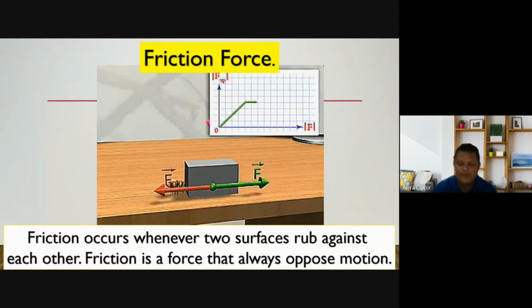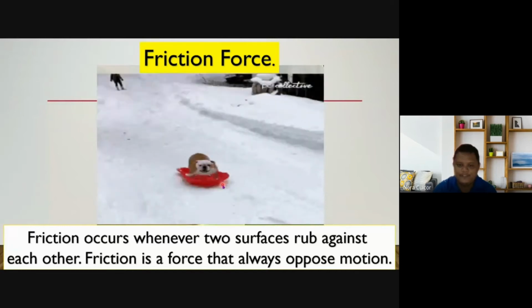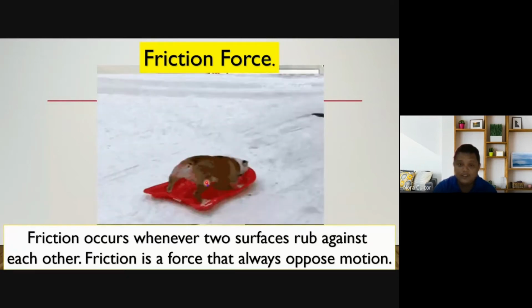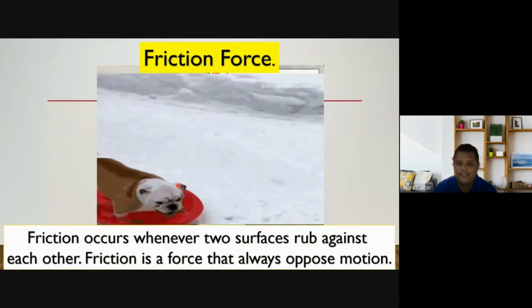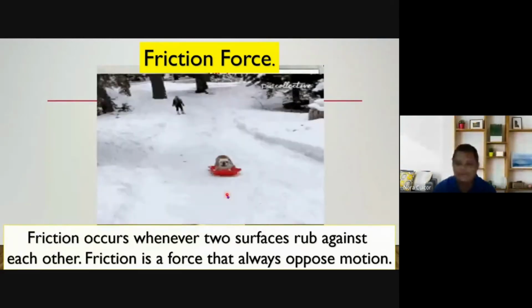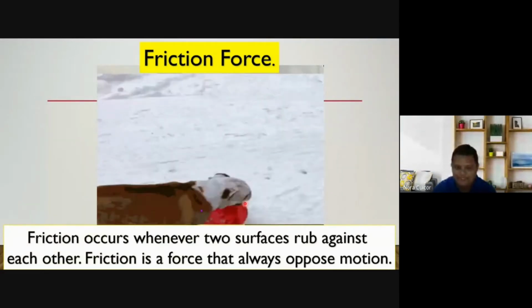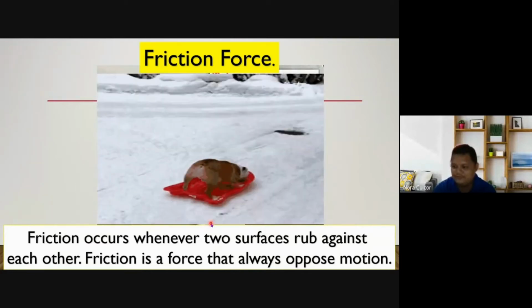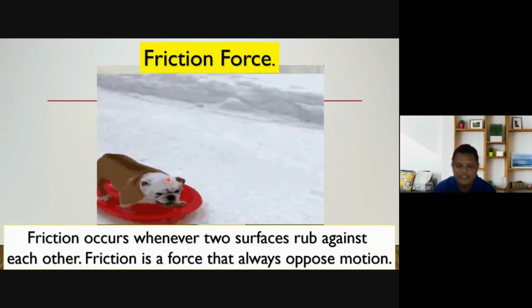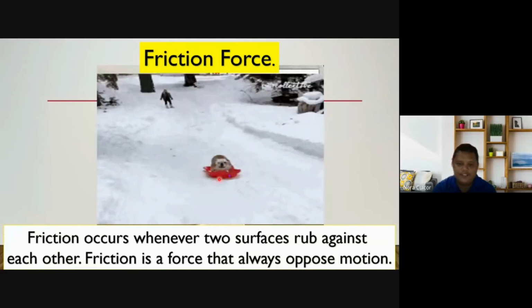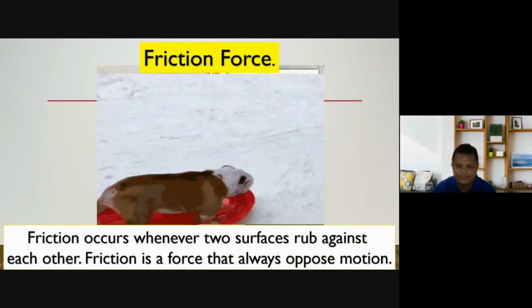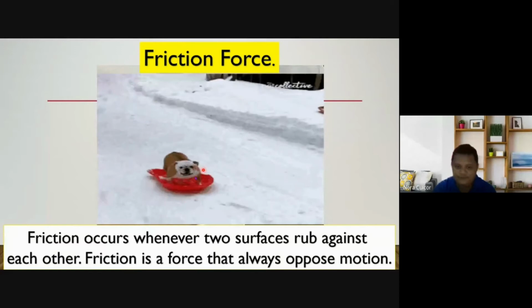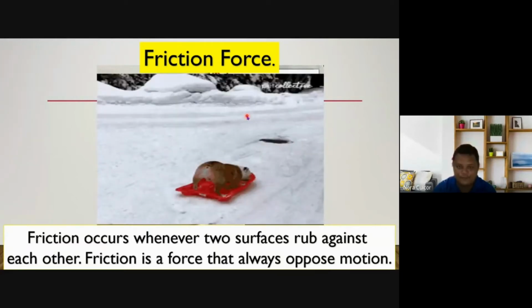Okay. One more example is this one. See? When the dog rides on the sled, there is a friction force happening between the sled and the ground. So that means this action is a friction force. Okay? Friction force is a contact force.